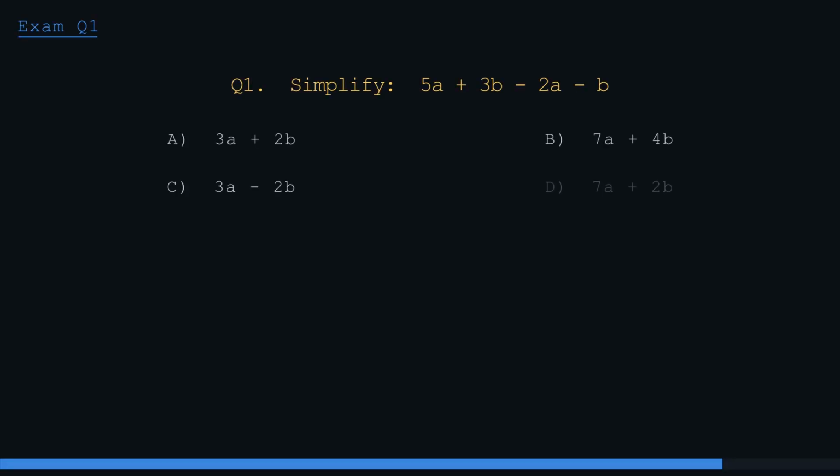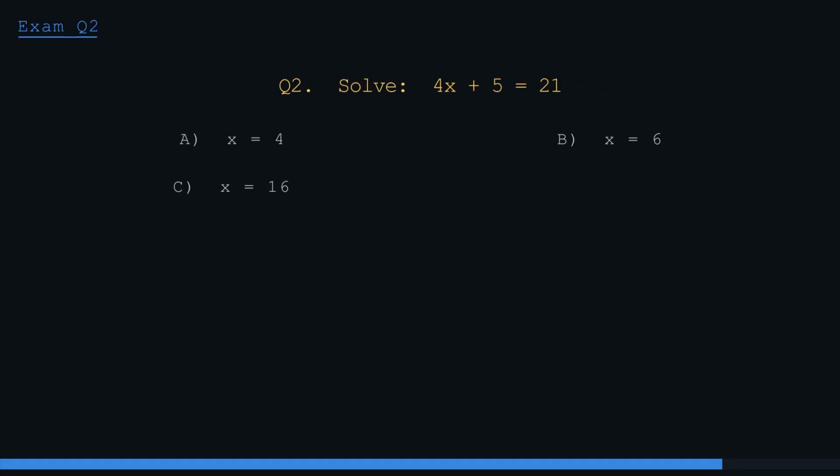Question 1. Simplify 5a plus 3b minus 2a minus b. Pause and choose your answer. The answer is A, 3a plus 2b. 5a minus 2a equals 3a. 3b minus b equals 2b.